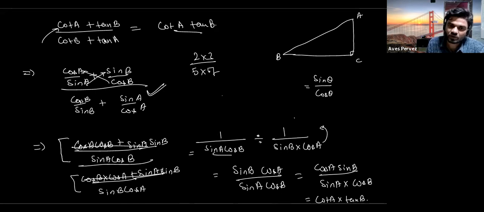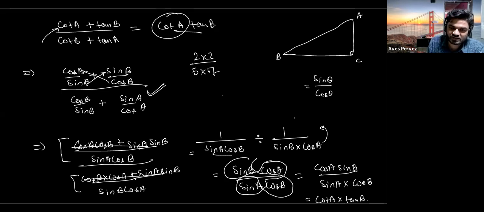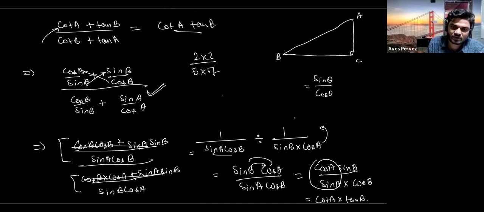Now you have to bring this one, cot a upon tan b. So you have to bring the a on one side and the b on the other. So this one is cos a upon sin a, that is equal to cot a, into sin b upon cos b, that is equal to tan b. So I wrote it this way: cos a upon sin a into sin b upon cos b. The value of this one is cot a, and the value of this one is tan b. Got it?